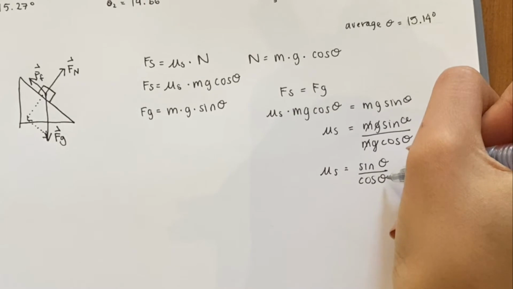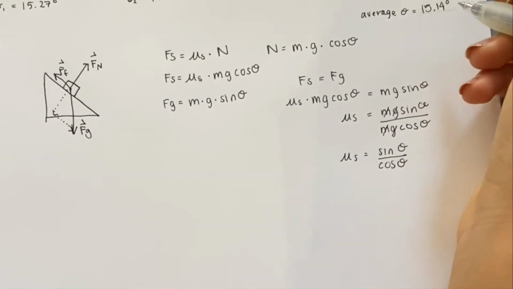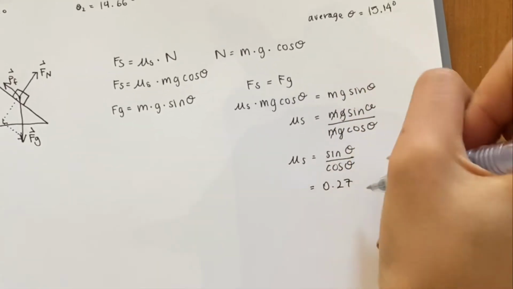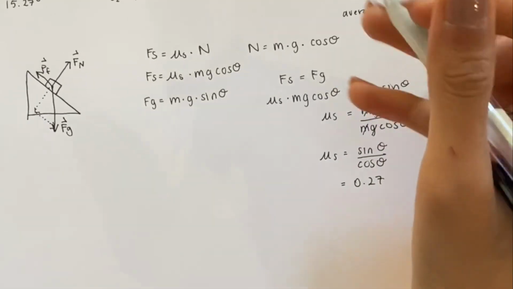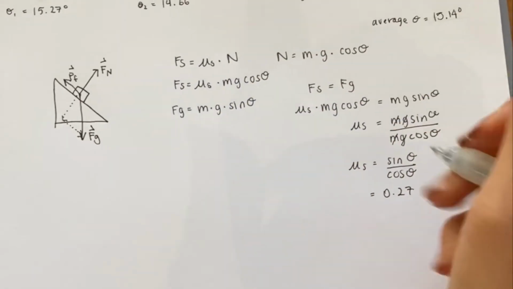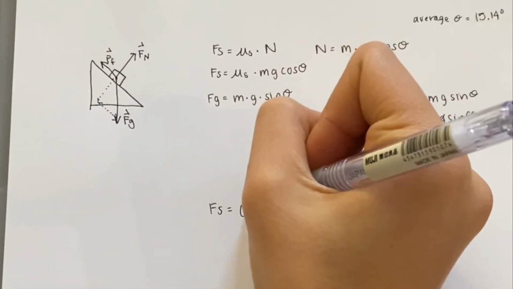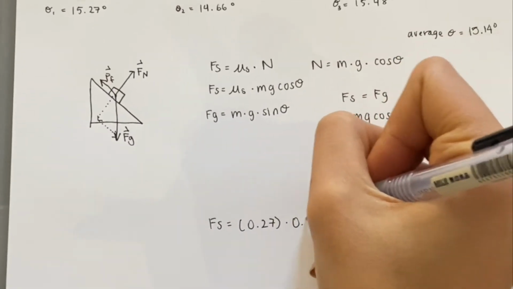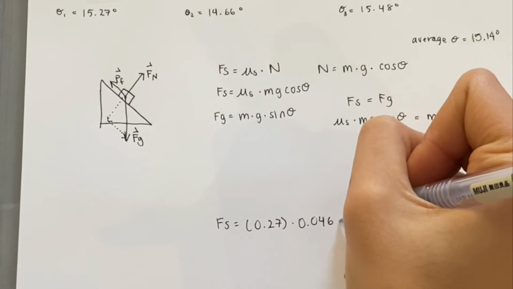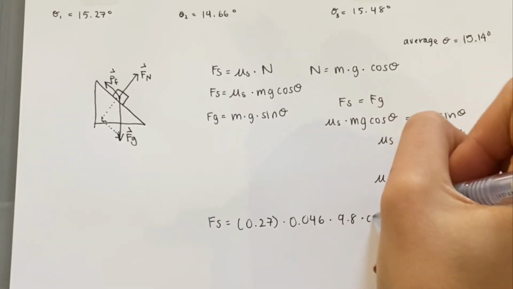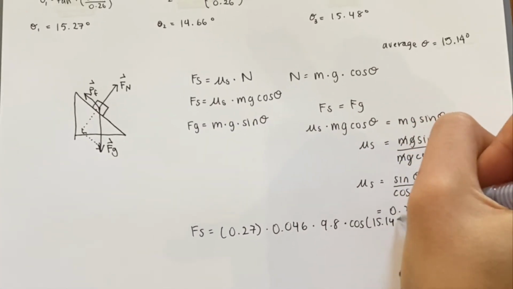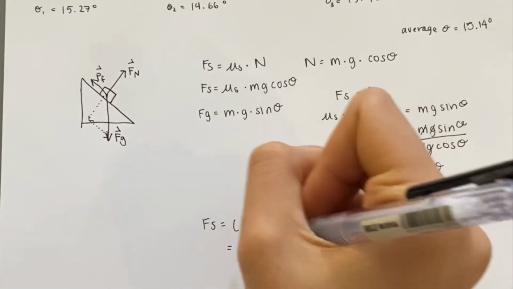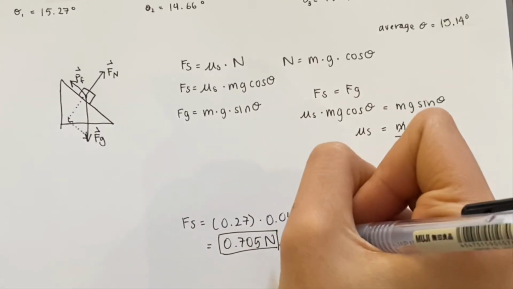And plugging in the angle that we found earlier, our theta, we get a coefficient of static friction equaling 0.27. Now we can plug this back into our original force of static friction equation to give us the force of static friction. So that would be our coefficient of static friction that we just found times the mass, which is 0.046 kilograms, times gravity, which is 9.8, times cos theta. And that would give us 0.705 newtons. And this is our force of static friction.